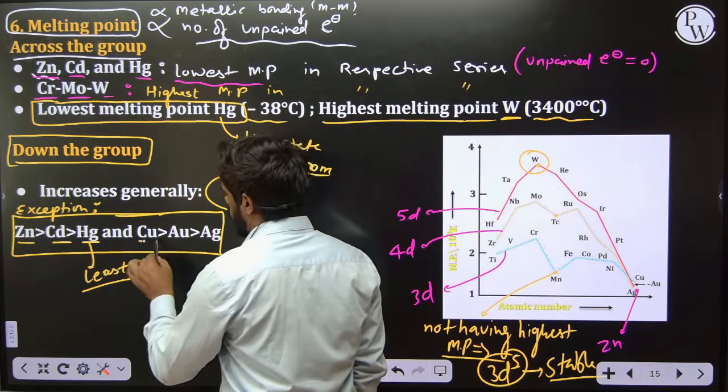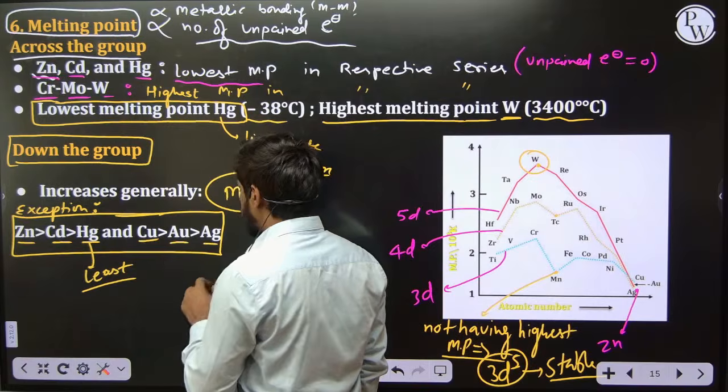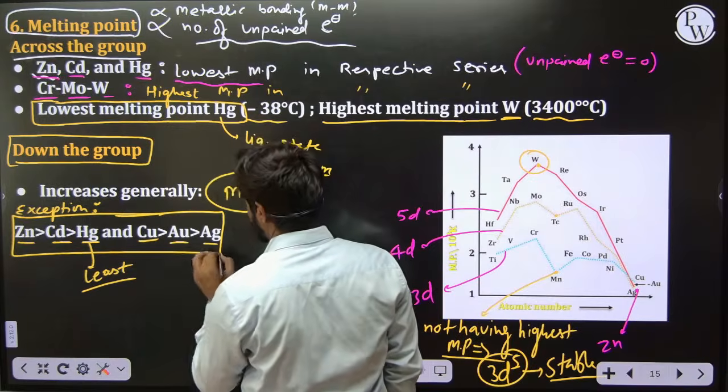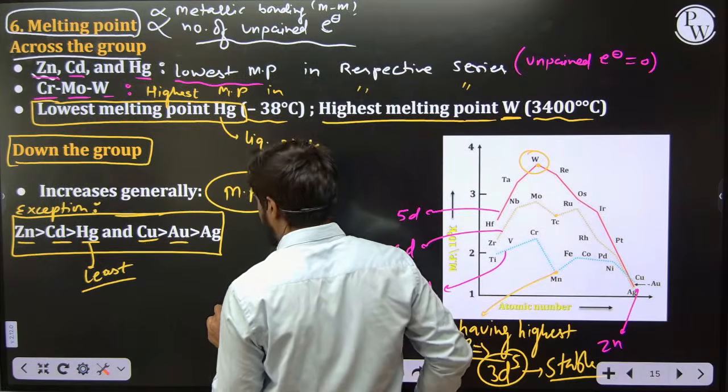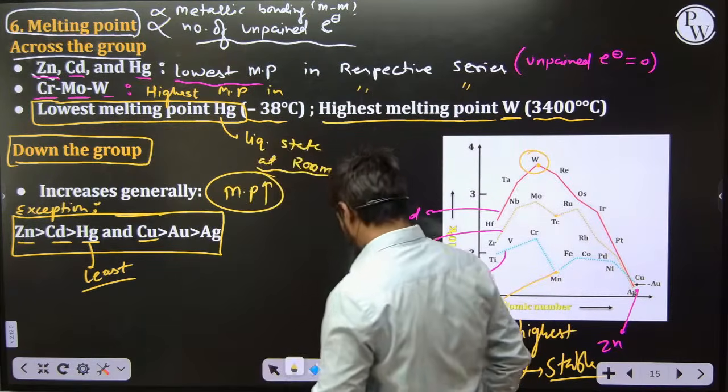Next, out of copper, silver and gold, copper is the highest, then gold, and silver is the lowest. So that is an irregularity in the trend, which we can remember.